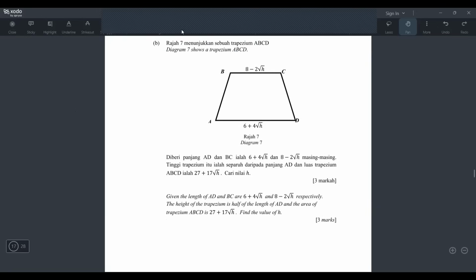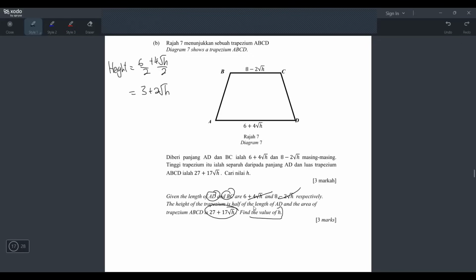Okay, let's do B. Diagram 7 shows trapezium ABCD. So this is the trapezium. So they give us some length here. And then this says given the length of AD and BC is this one and this one. Okay, they already labeled for me. The height of trapezium is half the length of AD. So what is the height then? Half of AD. It means you will take AD bahagi 2 lah. So 6 plus 4 square root H bahagi 2. So when you halve it, you will get 3 plus 2 square root H. So this is the height of trapezium. And then they say area of trapezium is this one. Find the value of H.